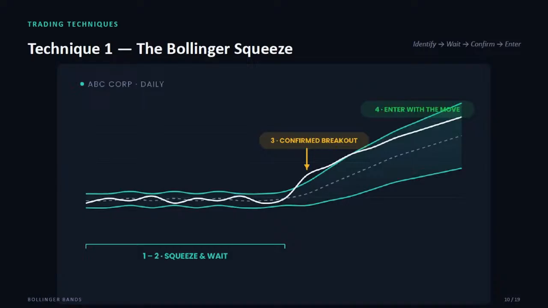Step 1. Identify the squeeze, bands pulled in noticeably tighter than usual. Step 2. Wait. Resist the urge to guess the direction. Let the market show its hand first. Step 3. Wait for an actual breakout, price closing decisively outside one of the bands, ideally accompanied by a burst of increased trading volume, which adds confidence that the move is real rather than a brief flicker. Step 4. Only after that breakout is confirmed, consider entering in the direction of the breakout, not before it.